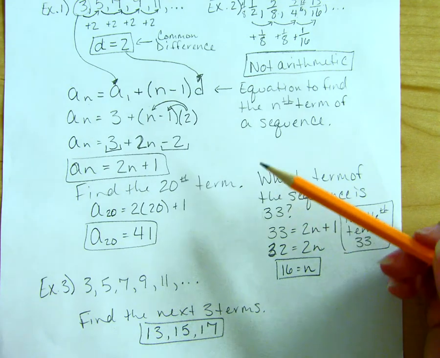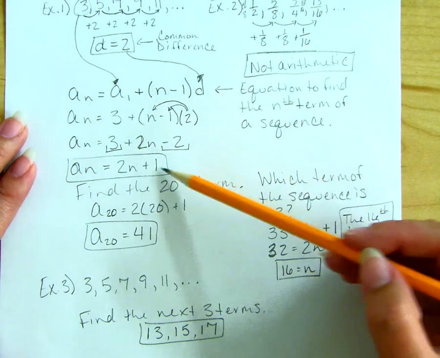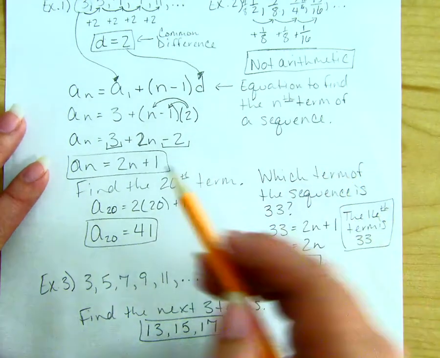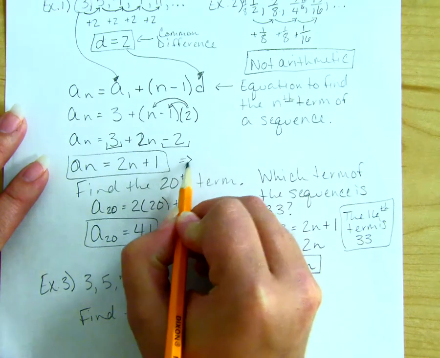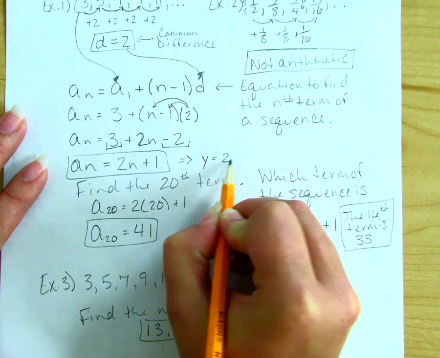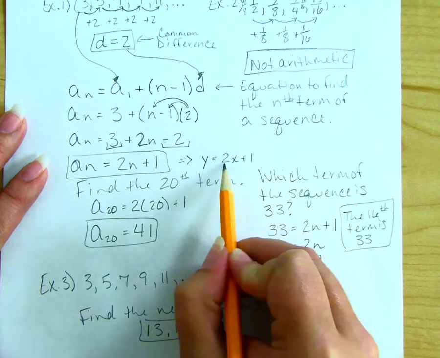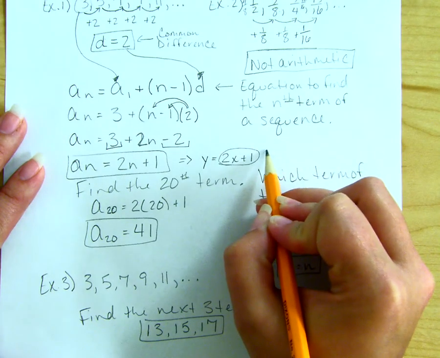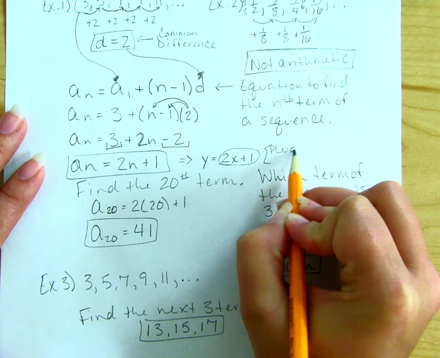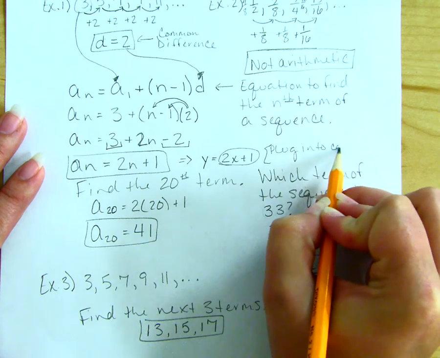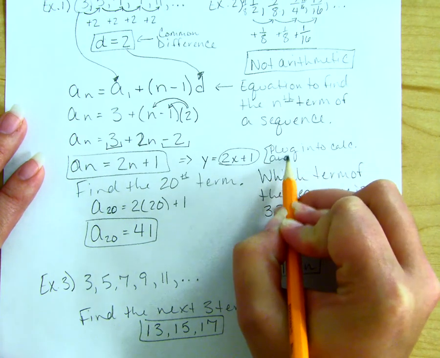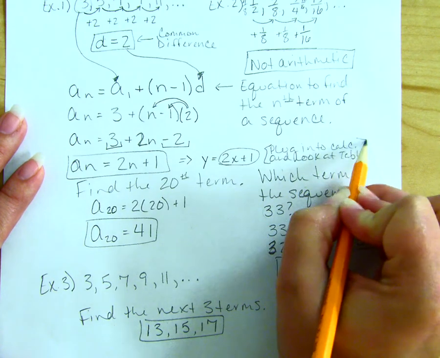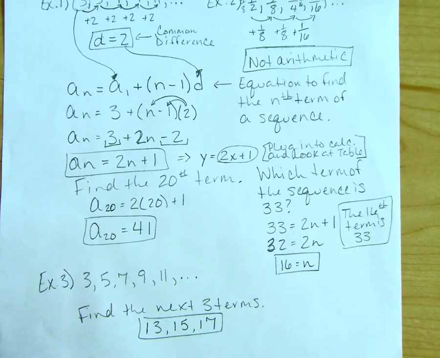Now, sometimes what they'll do is they'll have you use this equation and they'll ask you to graph it. You guys already know how to do that. If they ask you to graph, you just simply take this equation and you write it in y equals form. Y equals 2x plus 1. Plug this into the calculator under y equals and look at the table. And the table will give you the values you need to graph.